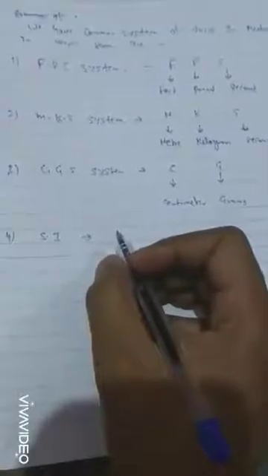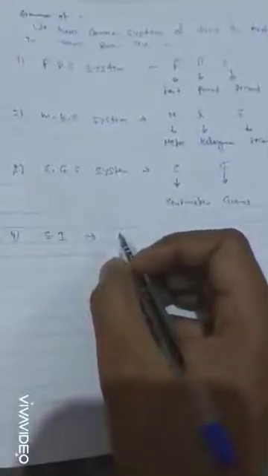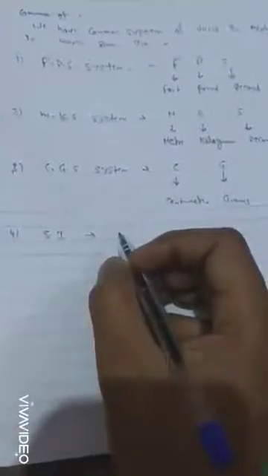So I already told you about this SI system in fundamental units. So in fundamental units, I told you about 7 fundamental units. So all these 7 fundamental units come under the SI units.